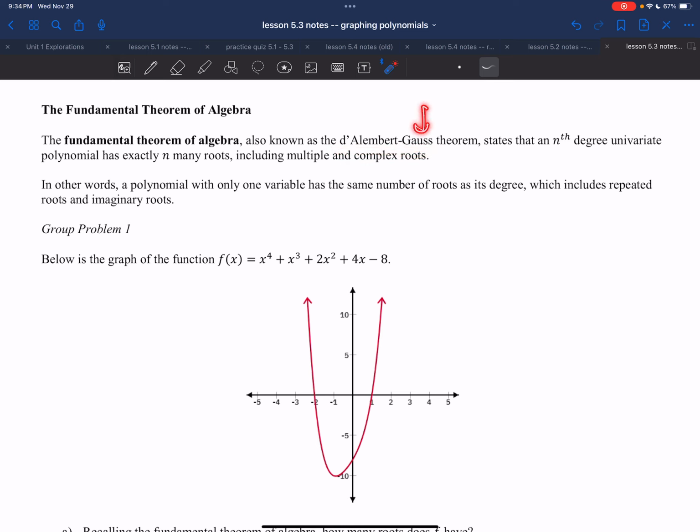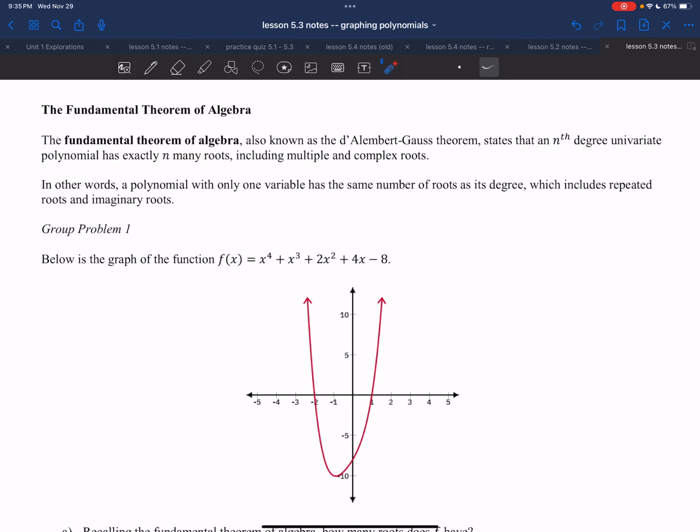Hey, look, it's Carl Friedrich Gauss. Here he is again. More so the first name, but that's fine. Gauss had something to do with it, right? Anyway, what it says, here's the official definition. It states that an nth degree univariate polynomial has exactly n many roots, including multiple and complex roots.